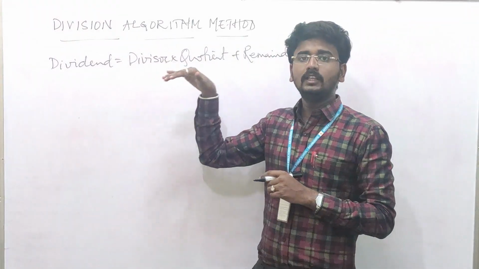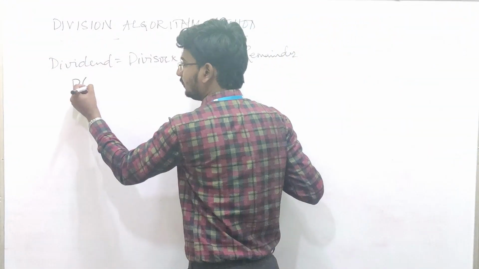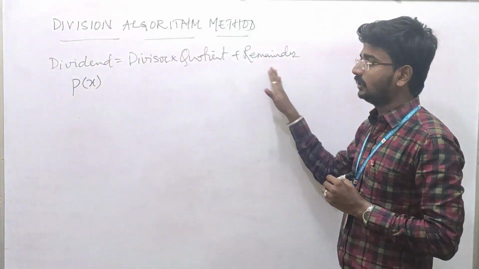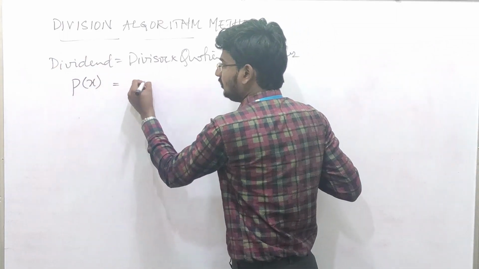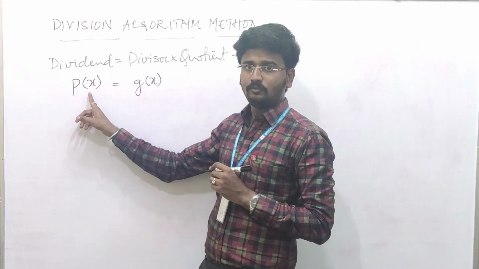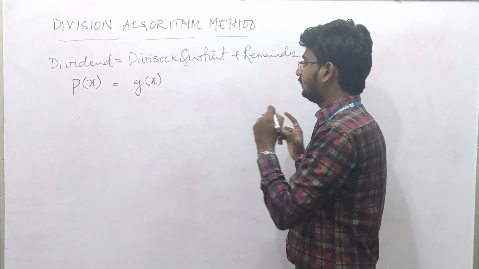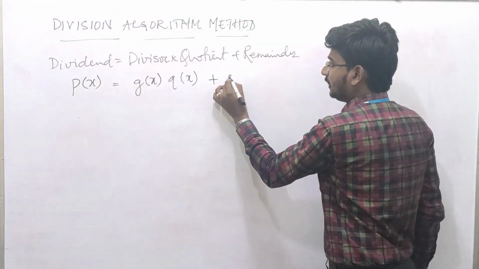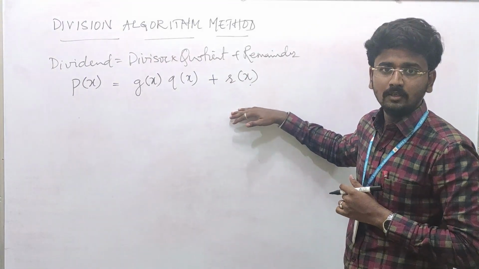But now here, since you are dealing with a polynomial with an unknown variable x, the dividend I will take as p of x, having the highest degree compared to the divisor, quotient and remainder. So if p of x is our dividend, g of x is the divisor. When I divide this polynomial p of x with the divisor g of x by applying the long division method, then there exists a quotient q of x and remainder r of x. So this is actually called the division algorithm method.